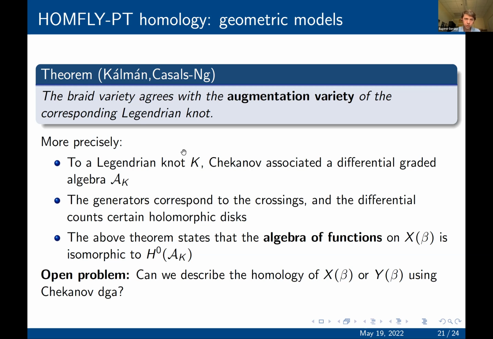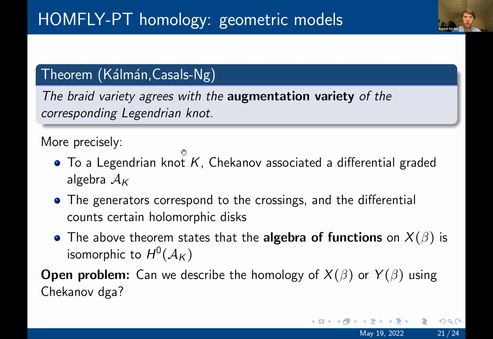The generators of this DG algebra more or less correspond to the crossings in a braid. So this would correspond to the Z variables from the previous slides. And the differential counts certain holomorphic disks, as usual in symplectic topology. And so then the theorem from above says that the braid variety agrees with the augmentation variety, meaning that you take this DG algebra, you compute its cohomology, and in this case of interest, it will be just H0.